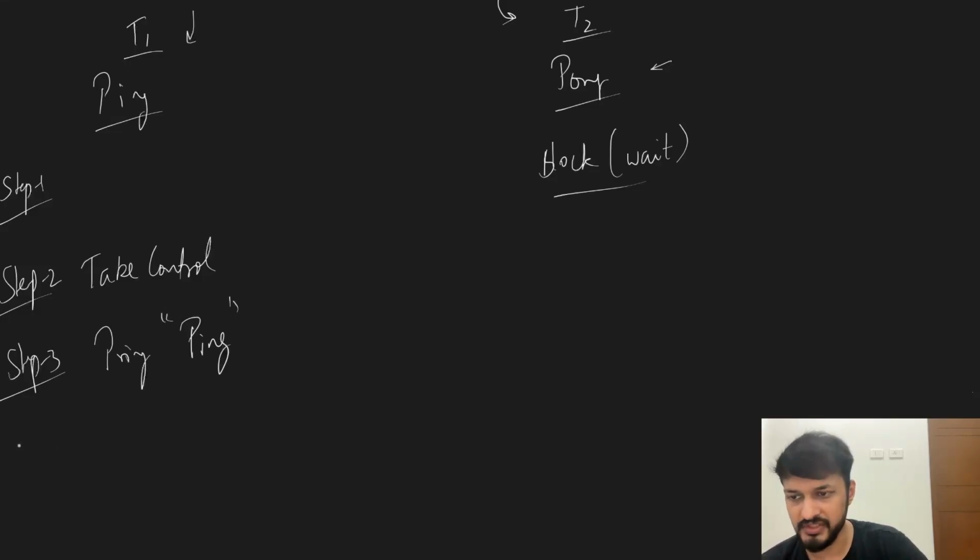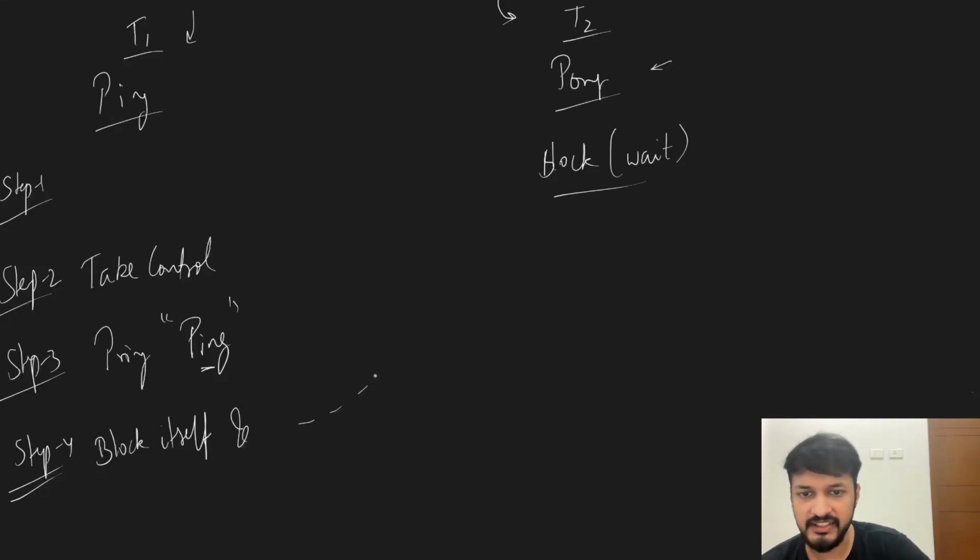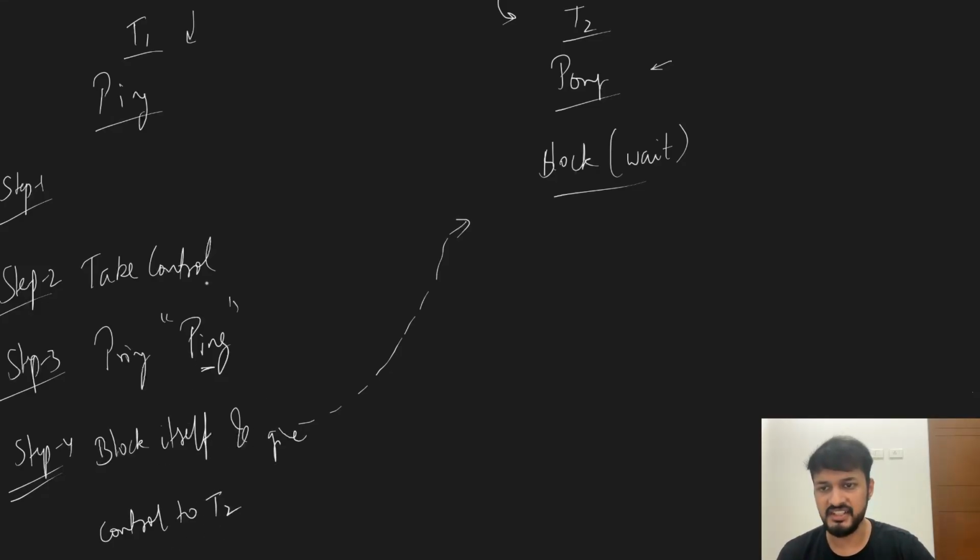Now what will be our fourth step? This is the most important step. At this step, what does T1 want? T1 has already printed ping, so now T1 should go ahead and block itself, and after blocking, it should give control to T2. Why this? Once T1 blocks itself, it won't be able to print ping again, and when it gives control to T2, T2 will be completely free to take control of this whole program and print pong.